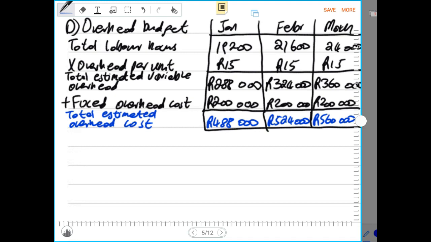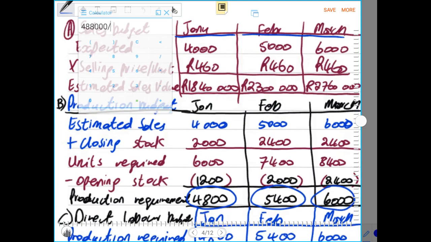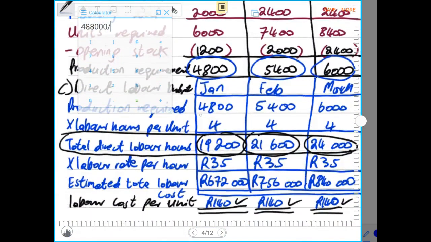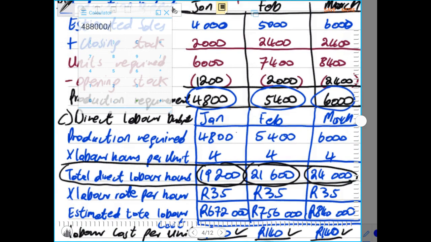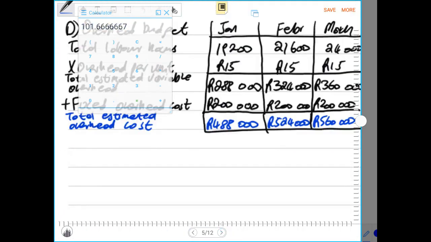However, if we wanted, we could also calculate this per unit, though obviously there will be some decimals in this one. We can say divide by the number of production units. It is 4,800. Then we can say divide by 4,800. This will give us 101.17.